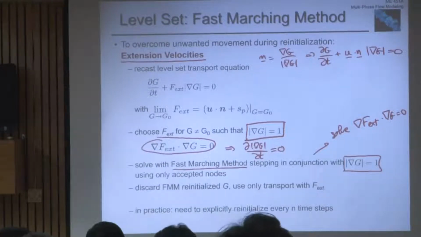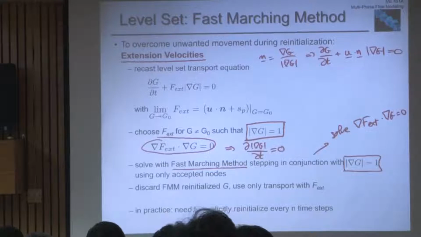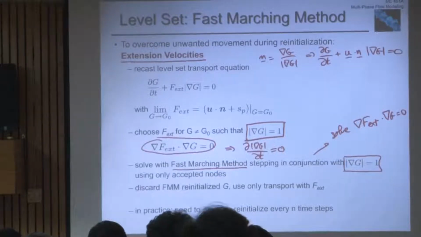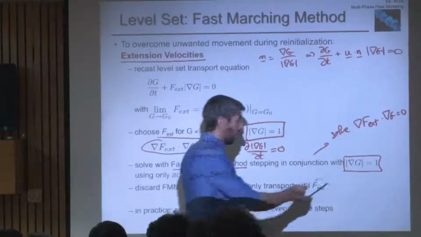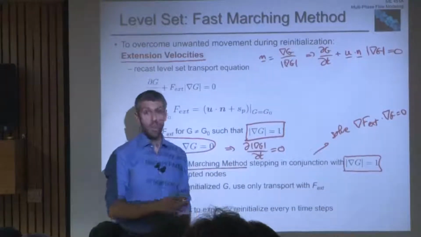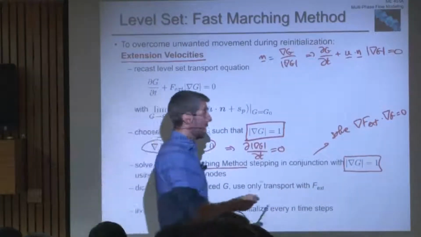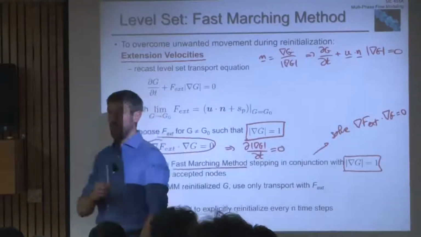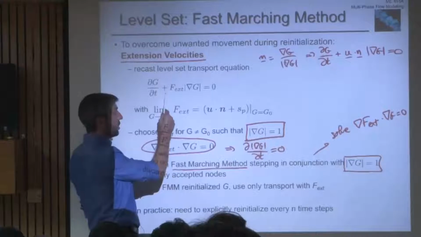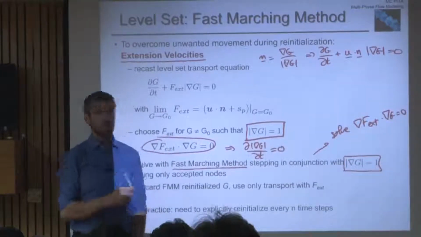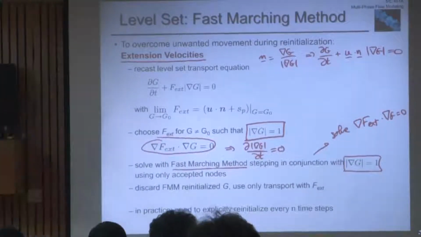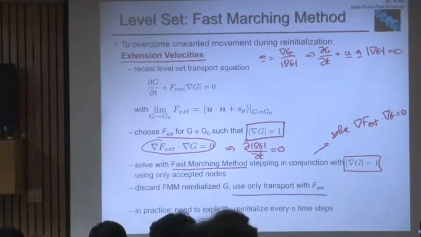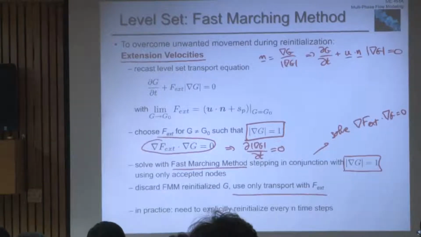But we will not use the fast marching result of the reinitialized g. We'll discard that. The only thing we'll care about is this extension velocity fx, and we'll use this in our transport equation up here. If we do that, we should never need to reinitialize. So we only use this for transport. That method on paper removes the need to ever reinitialize.